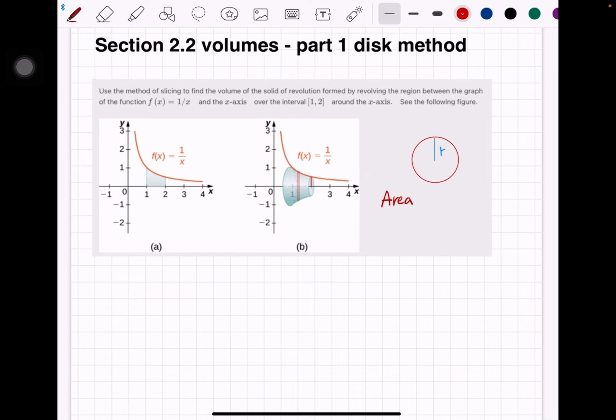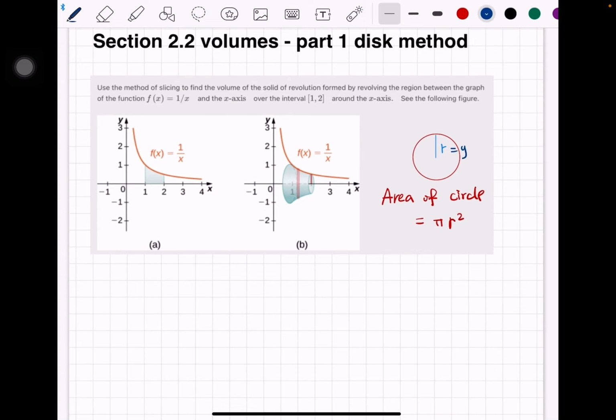So the area of a circle is pi r squared. So we need to find the r. It is easy to just talk about the r on the circle, but we have to associate it with the original three-dimensional shape and also the original function f of x. So the radius on this circle actually corresponds to the line on the original graph, which is the y value, the height of the graph.